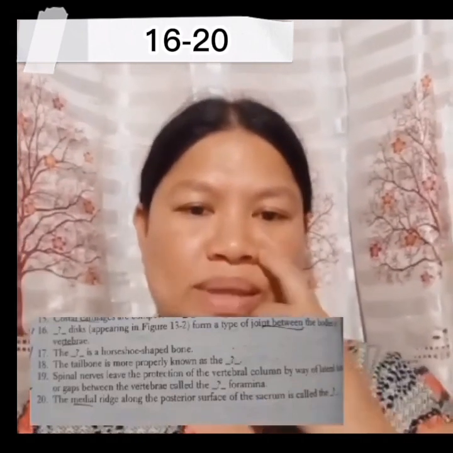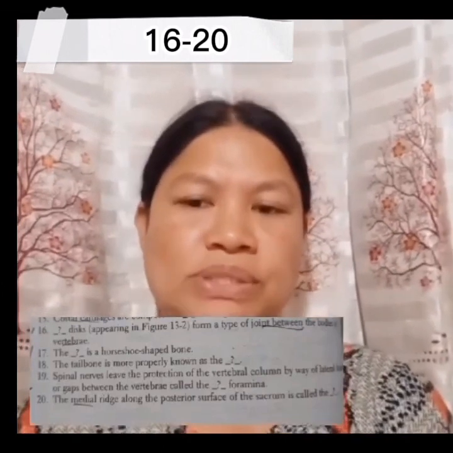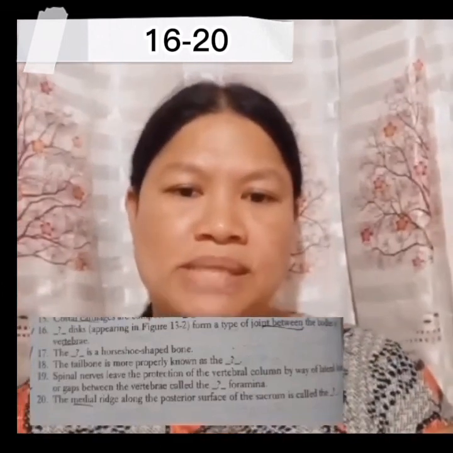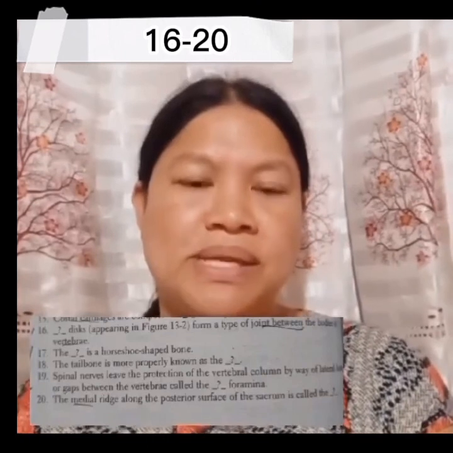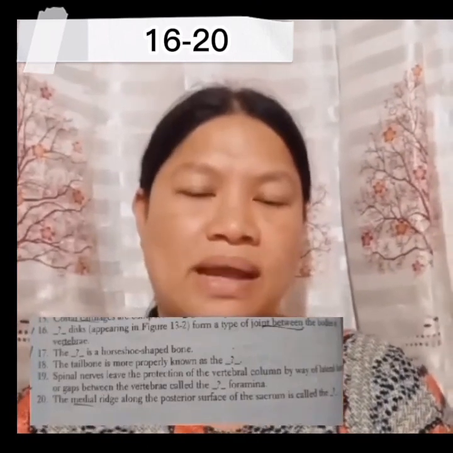And last, number 20. The medial ridge along the posterior surface of the sacrum is called the blank. The answer is medial sacral crest.